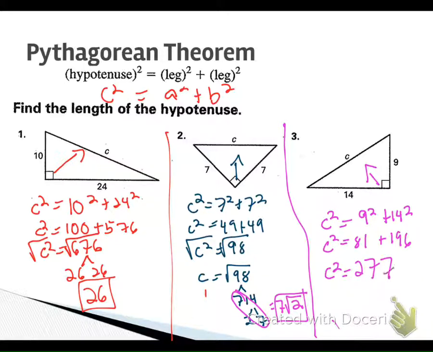277. To get c by itself, we've got to square root. So, do we know any factors of 277? We could try for a while, but there's none really. We're going to leave it as the square root of 277.